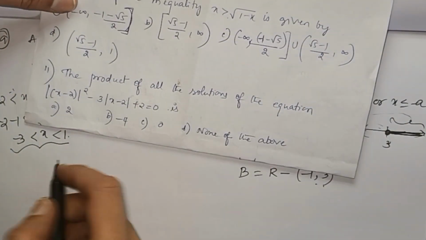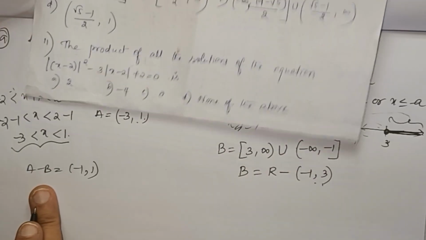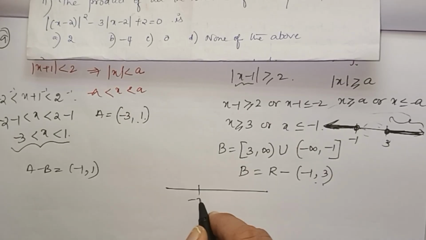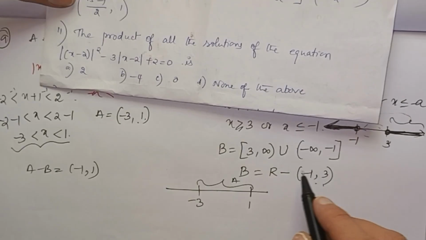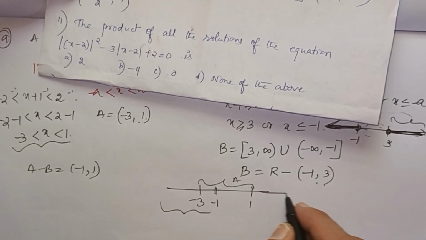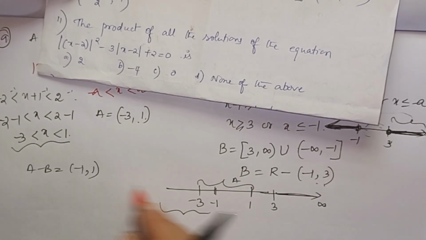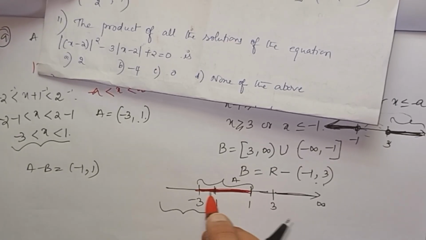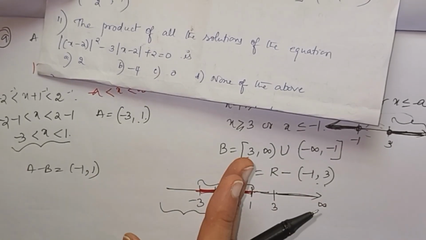See the first option. It is asking A - B = (-1, 1). We have to verify this now. So A - B: A is -3 to 1. This is your A. And B is minus infinity to -1, then 3 to infinity. So A - B means what? From this entire A, I'll mark it in red ink, you have to subtract B. You have to subtract, meaning you have to remove that B.